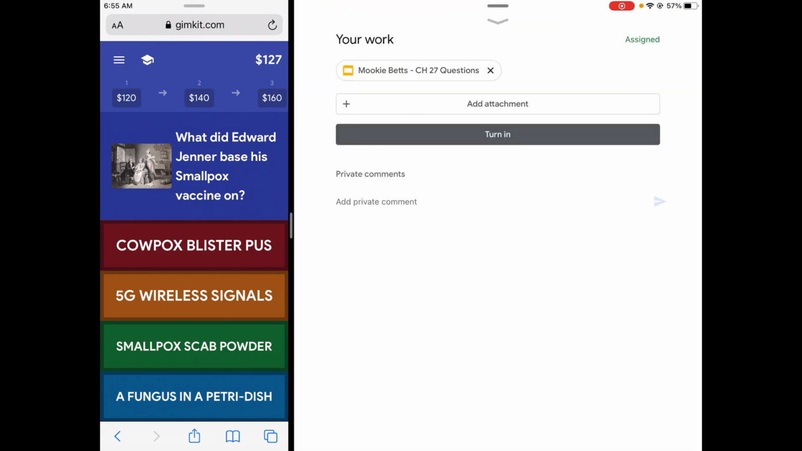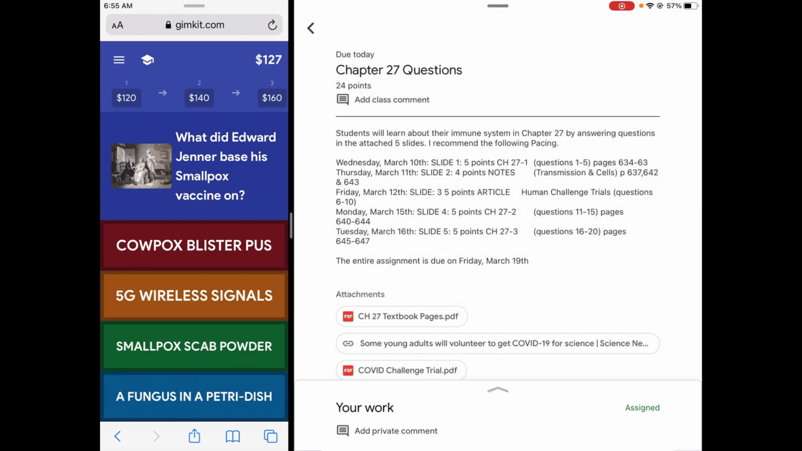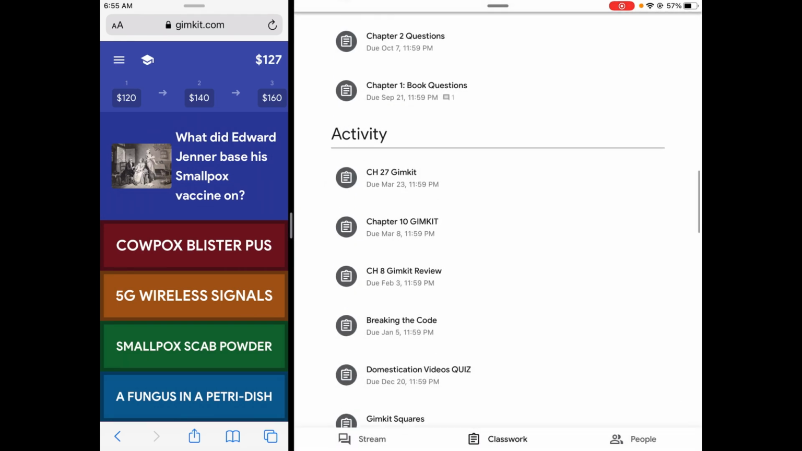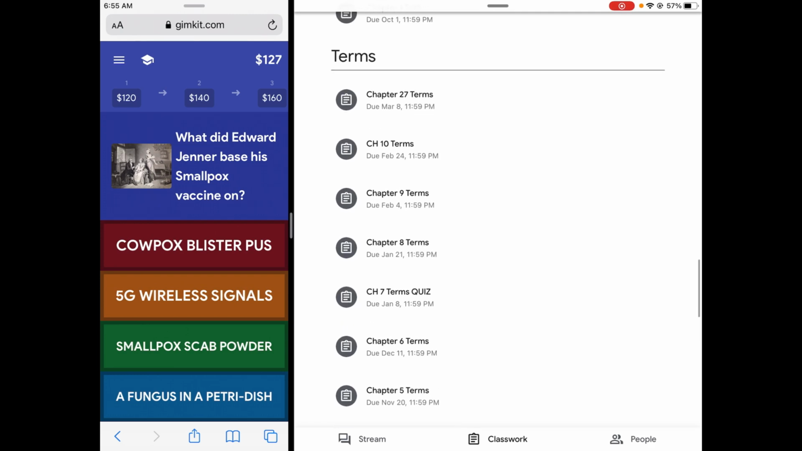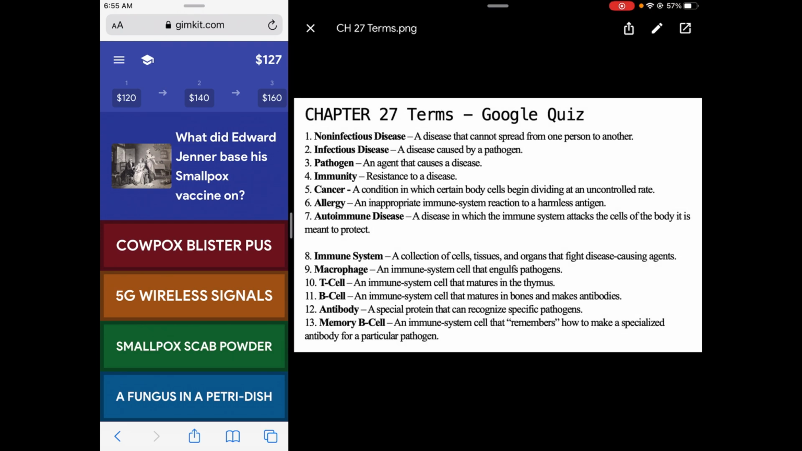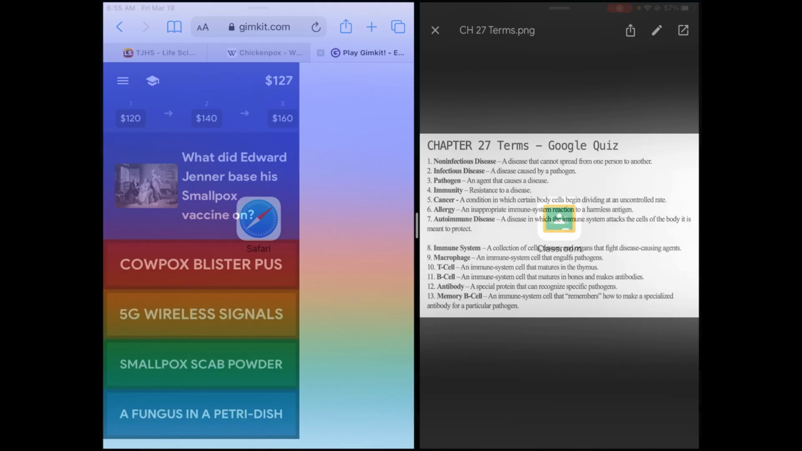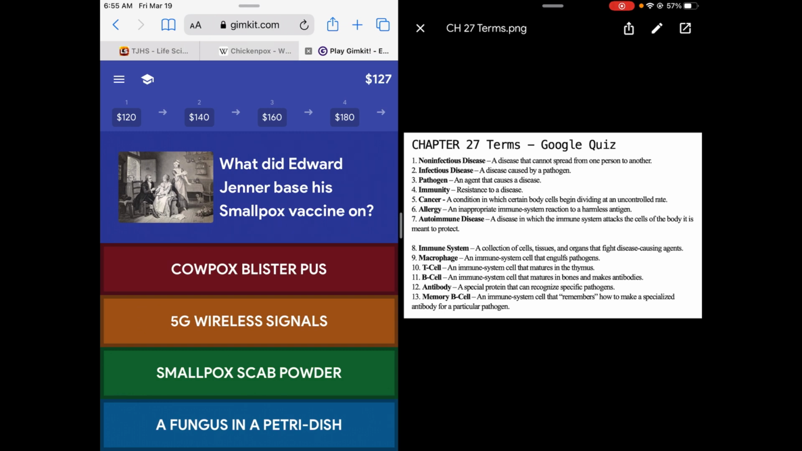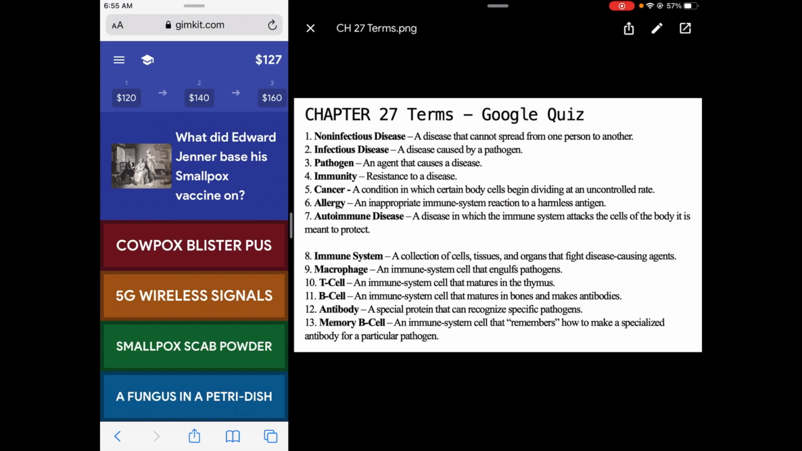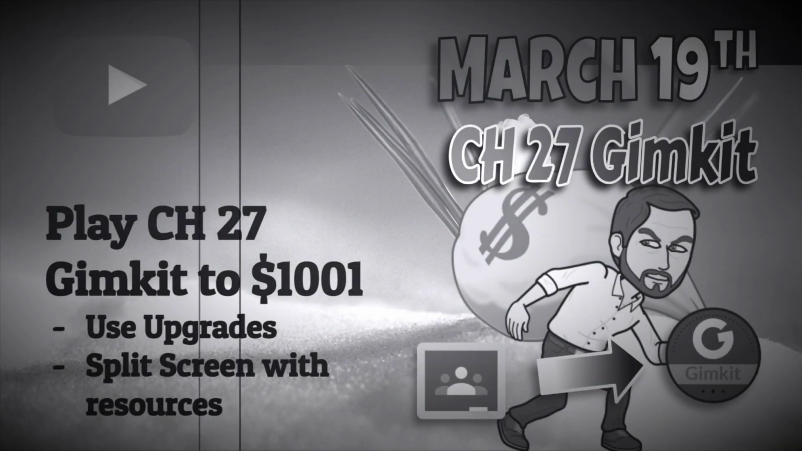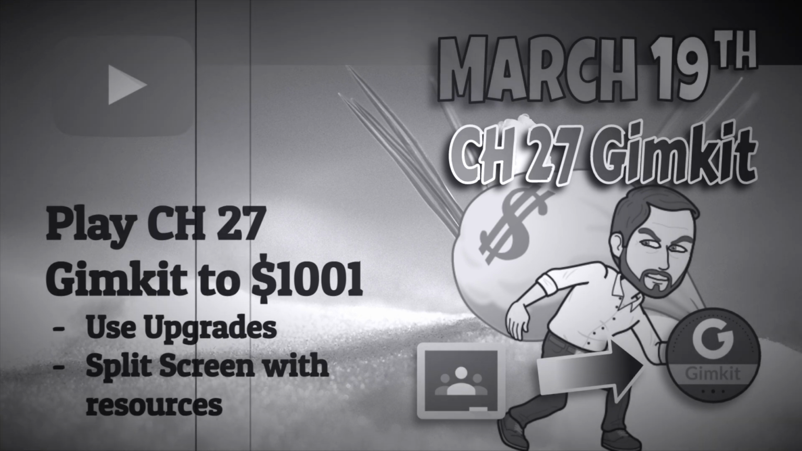Or you can go back and look at the Chapter 27 terms list. It won't give you all the answers, but having this next to the game is not cheating. So I'm sorry I forgot about that. Thanks for sticking around in the video, and I hope that also helps. Remember, when you're split screen, you can change how big each thing is, and Gimkit works okay on a smaller screen. You can still do everything and see everything. So it's actually kind of built for phones, so this size screen is pretty normal for it.